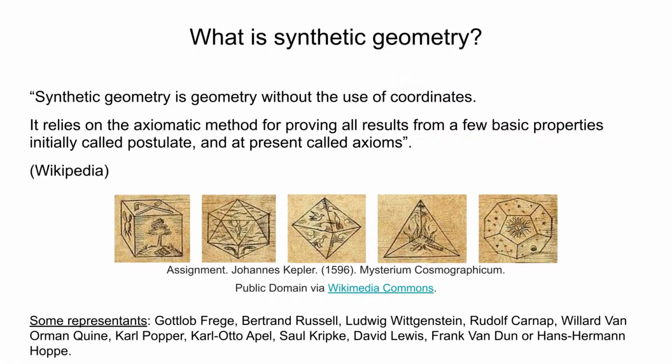Wikipedia defines it with the following words. Synthetic geometry is geometry without the use of coordinates. It relies on the axiomatic method for proving all results from a few basic properties, initially called postulates and at present called axioms. This method was introduced by René Descartes. In 1957, Émile Martin, in his work Geometric Algebra, proved analytical and synthetic geometry to be equivalent.